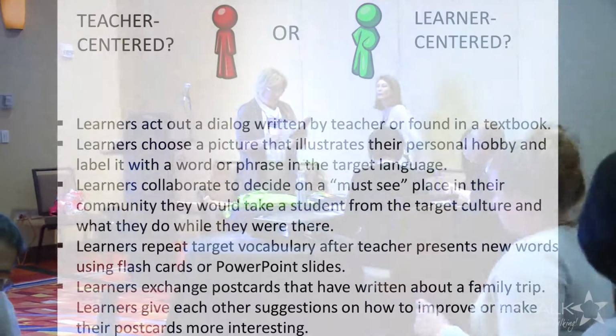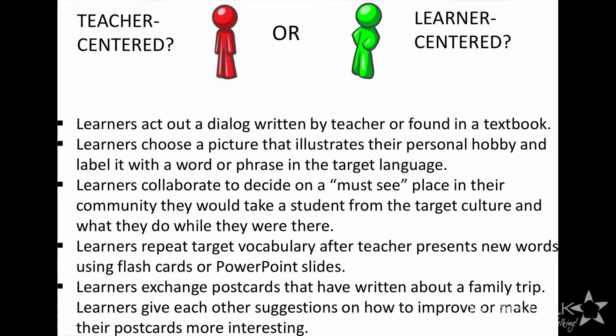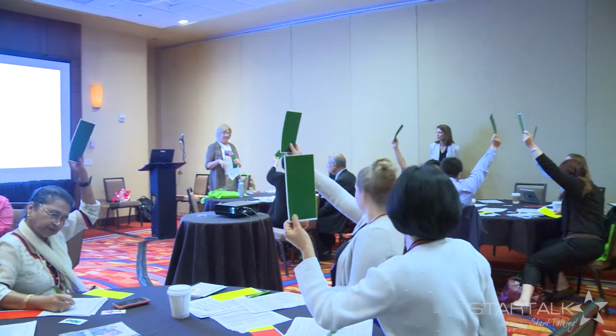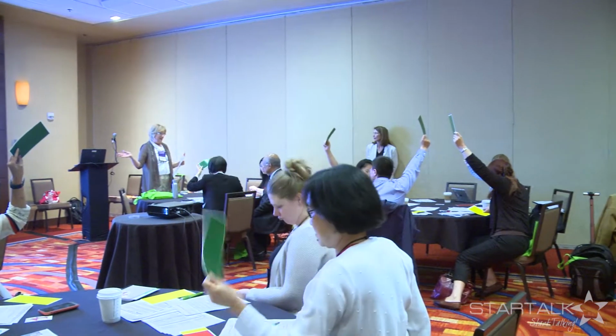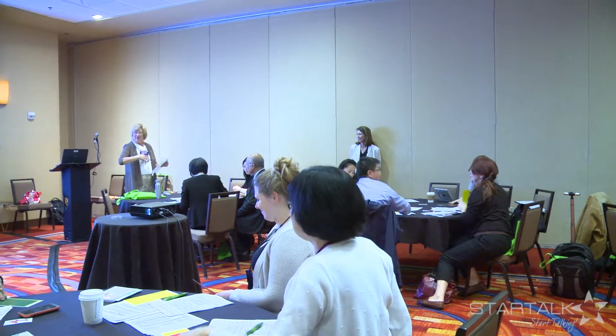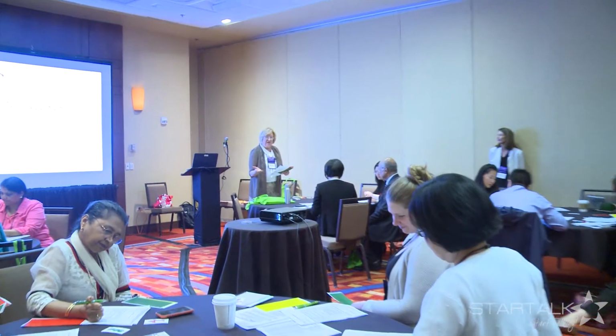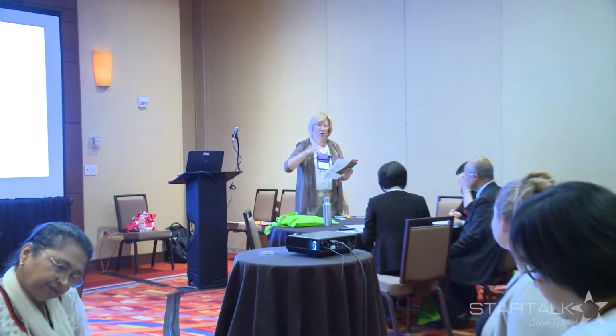Okay, the next one. Learners choose a picture that illustrates their personal hobby and label it with a word or phrase in the target language. Okay, so everybody agrees. So we probably don't even need to have the feedback because it's a picture they chose and they're choosing the word. They're not just getting it from a word bank.